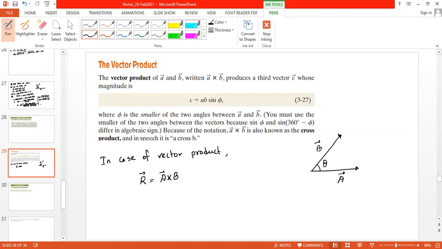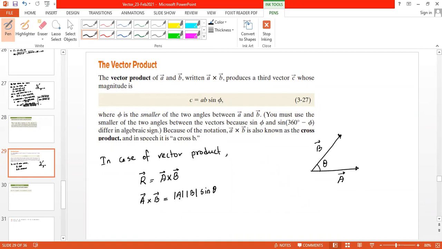See here, in your previous case, in case of scalar product, we multiplied two vectors and the resultant was a scalar quantity. But in case of vector product, if we multiply two vectors, the resultant is a vector quantity, and that is why it is called vector product. If A and B are two vectors and the angle between them is theta, we can write A cross B equal to A times B, the magnitudes of A and B, multiplied by sine of the angle between them, AB sine theta.